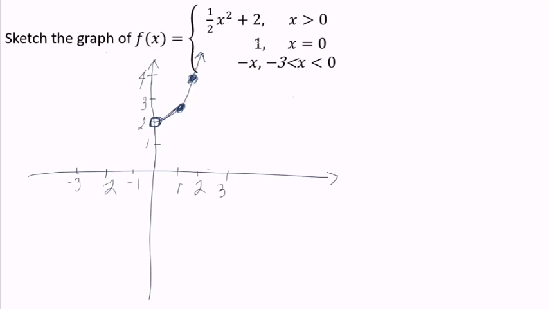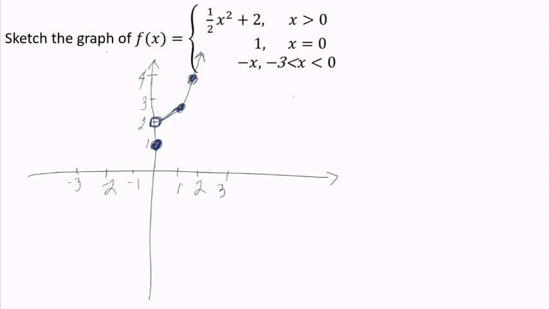Next is the second rule. If f of x is 1, x is equal to 0. So, since 1 is a constant function, it stays here, then we align it with 0. Since this is included, therefore, I'm going to use a shaded circle. Okay?